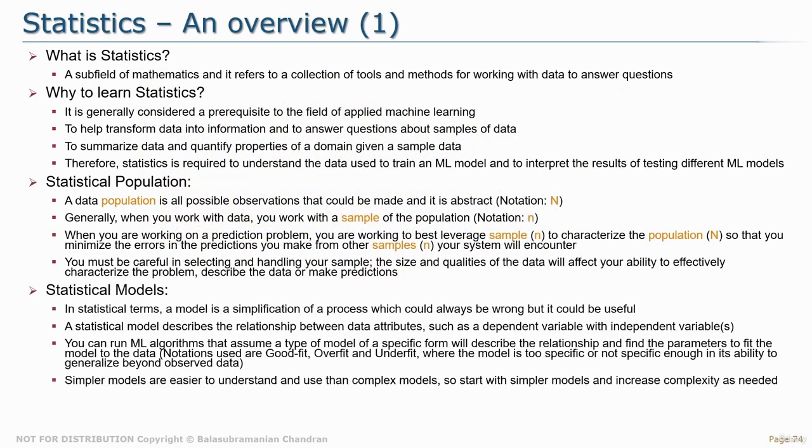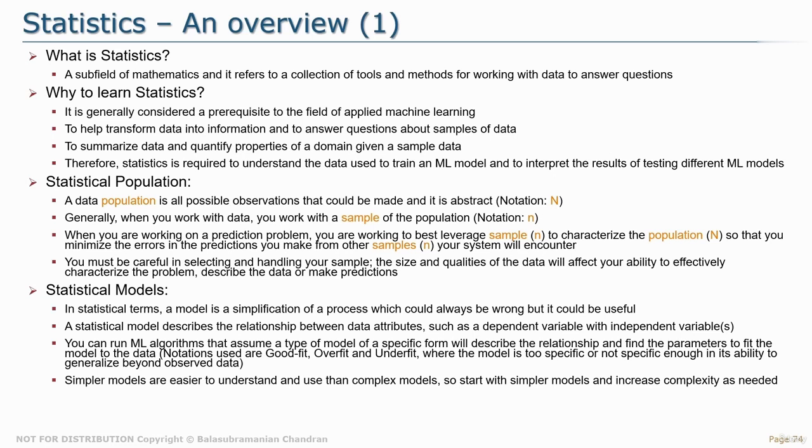What are statistical models? In statistical terms, a model is a simplification of a process which could always be wrong, but it could be useful. A statistical model describes the relationship between data attributes such as a dependent variable with independent variables. You can run ML algorithms that assume a type of model of a specific form will describe the relationship and find the parameters to fit the model to the data. The notations used here are good fit, overfit, and underfit, where the model is too specific or not specific enough in its ability to generalize beyond observed data.